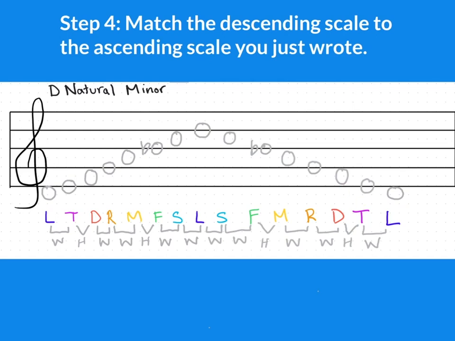One thing that sets the natural minor scale apart from the other two versions, as we're going to see, is that it has this whole step between Sol and La.